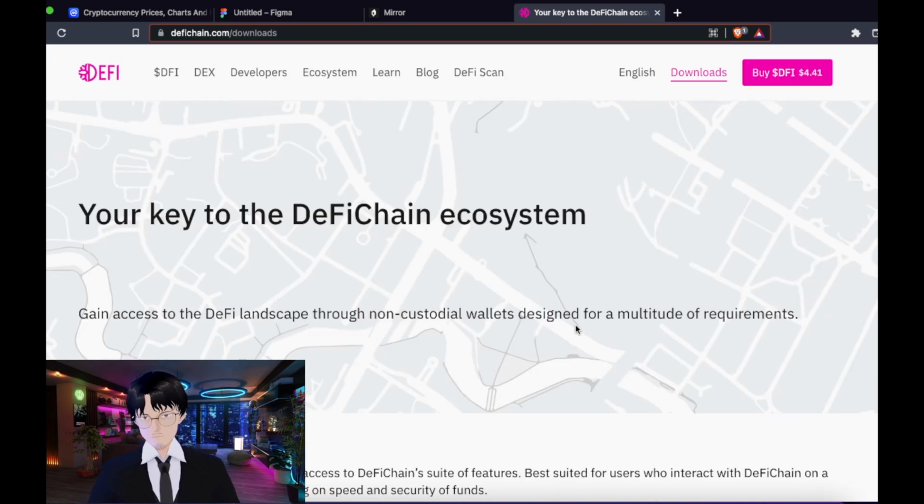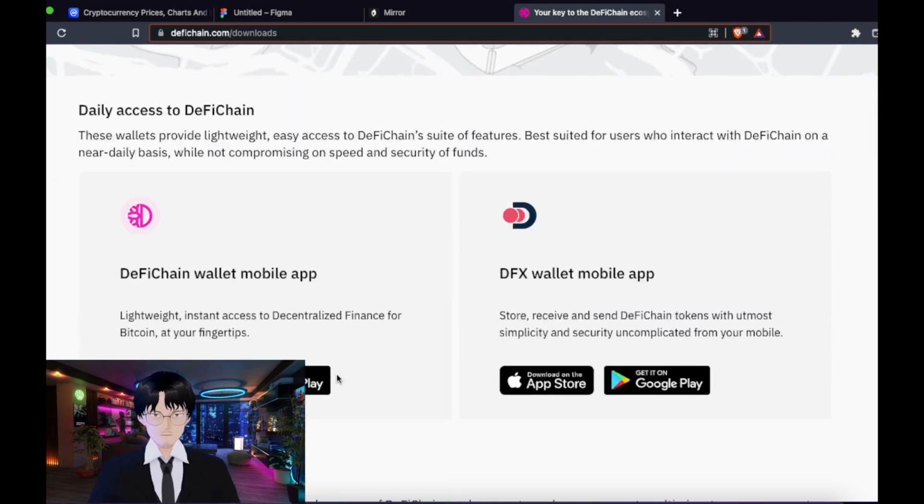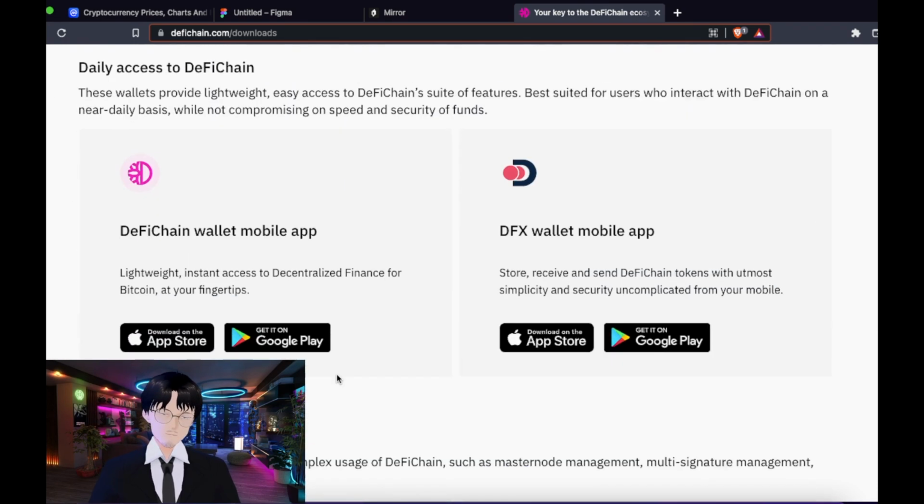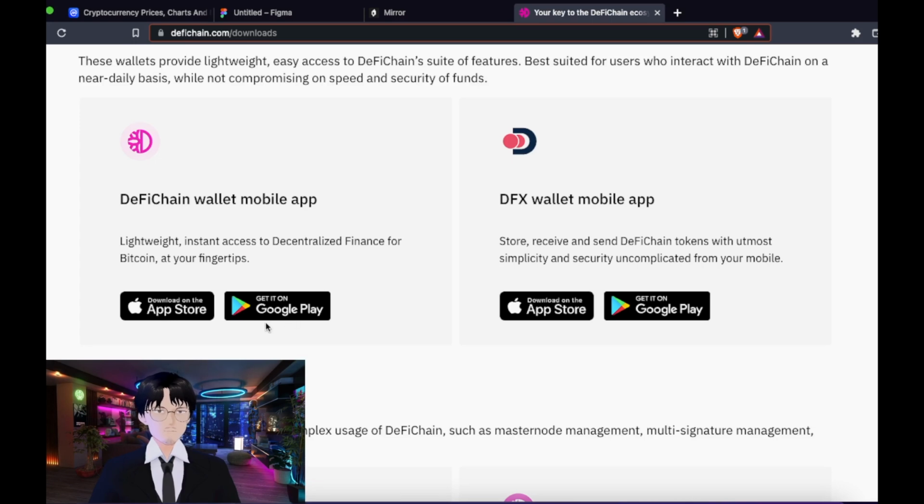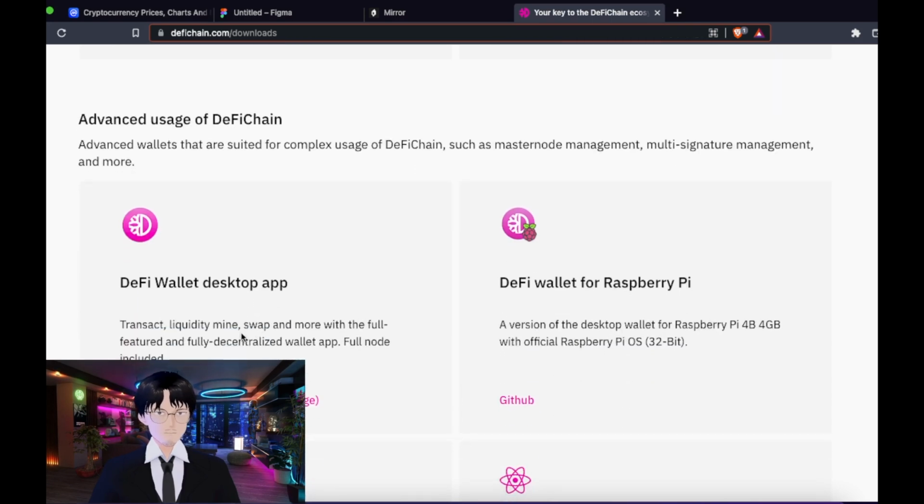So to begin earning high passive income on these stocks, you're going to have to download the DeFi Chain wallet app. You can either get it on iOS and Android on your phones, or you could download it on desktop, on Mac, Linux, or Windows. So they support almost every single thing.